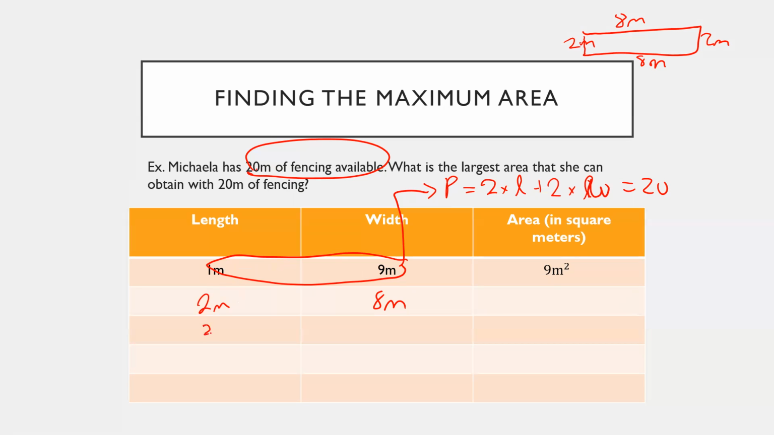And following this pattern here, I have 3 meters and 7 meters. And we can do the little math here. 3 plus 7 is 10. If I multiply by 2, I get 20. So this also works as well.